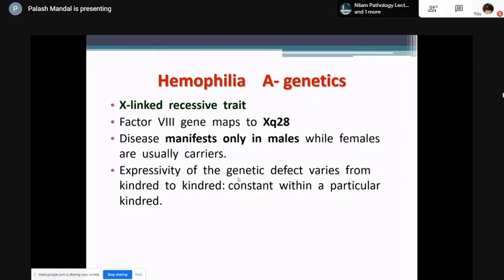Expressivity of the genetic defect varies from kindred to kindred, meaning from one family to another. In a particular family the genetic defect may be of a particular severity, whereas in another family it may be more or less severe. So the severity of the expression may differ between families.